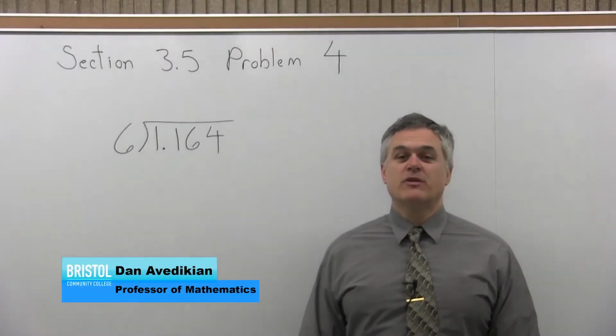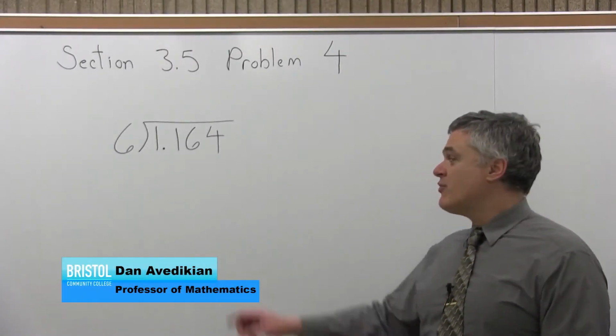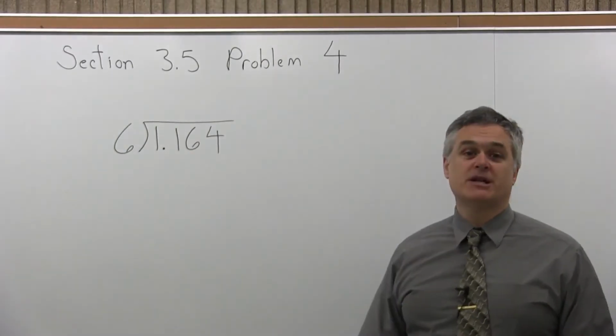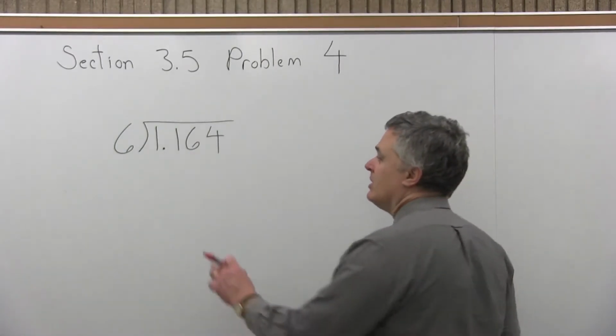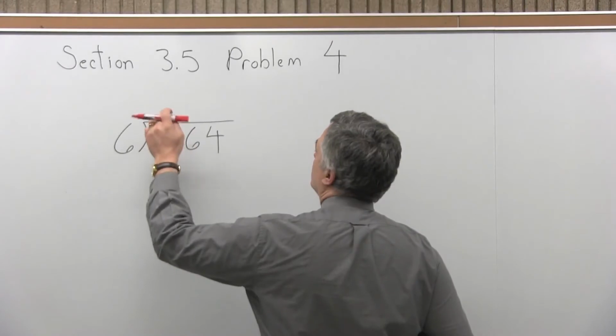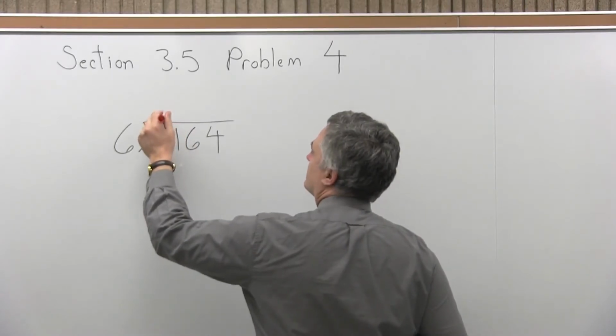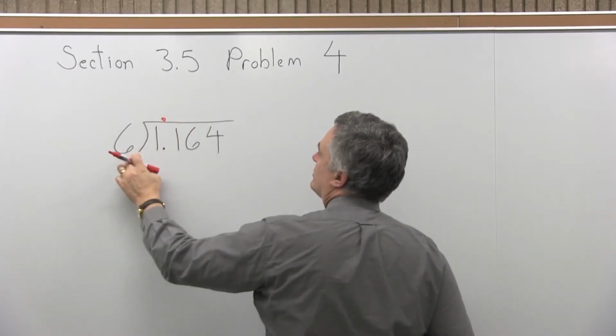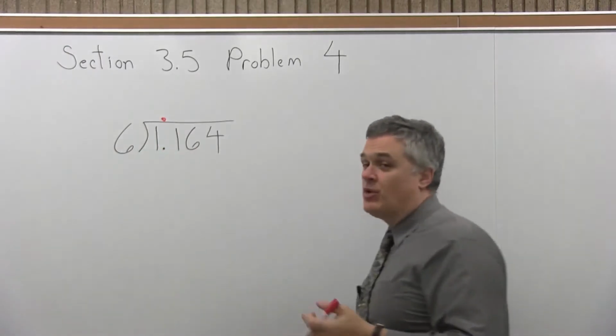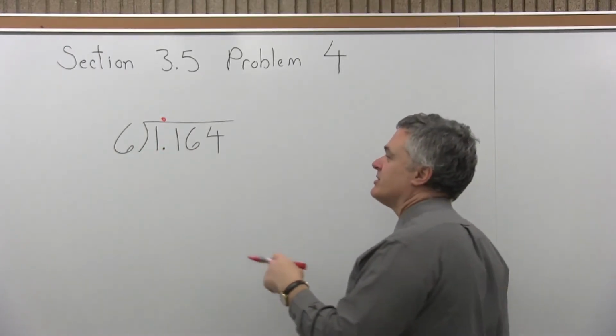This is Section 3.5, Problem 4. We have 1.164 divided by 6. For a problem like this, the decimal will just come straight up into the answer, just in line. So for us, 6 divides into 1. 1's not big enough for 6 to fit, so go over to the next digit.